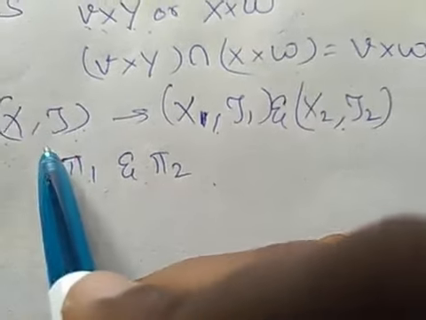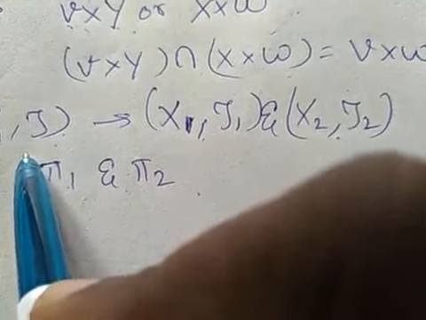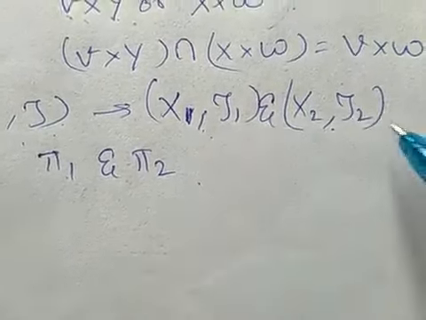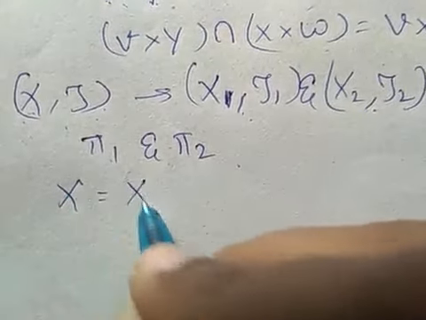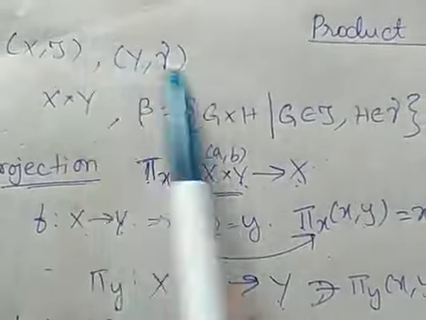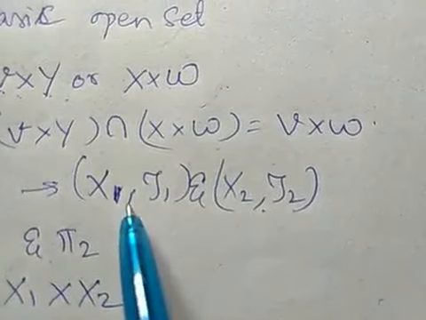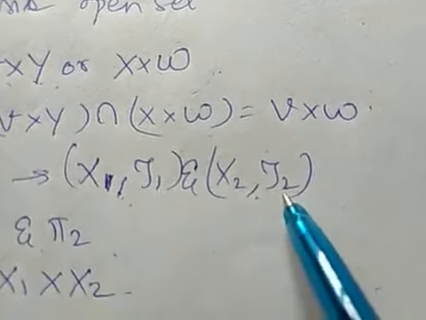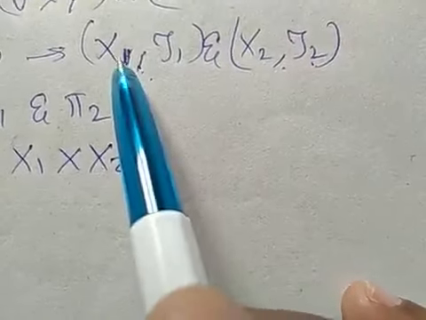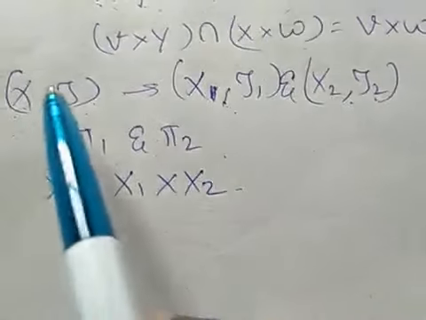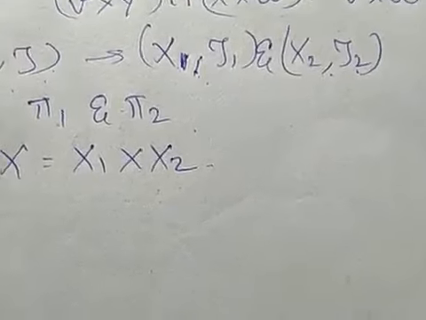So our data is (X, tau) is a product space of topological spaces (X1, tau 1), (X2, tau 2). So what is our X? X is equal to X1 cross X2, right? See, in the definition we are having two topological spaces (X, tau), (Y, psi). Similarly, here we are having (X1, tau 1), (X2, tau 2). The product space is denoted by X cross Y, so here the product space is denoted by X1 cross X2. So X is nothing but our X1 cross X2.